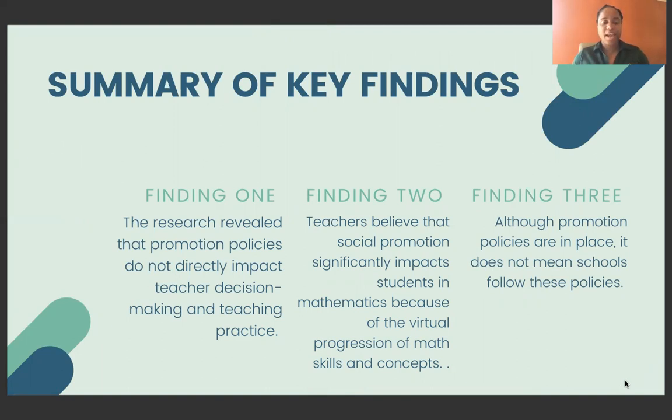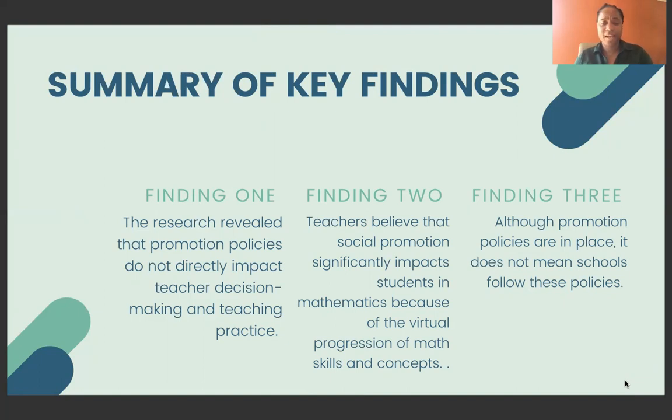The first one was that the research revealed that promotion policies do not directly impact teacher decision-making and teaching practice. That was my central question. The second finding was that teachers believe that social promotion significantly impacts students in mathematics because of the sequential progression of math skills and concepts. It's very important for students to have those prerequisite skills.